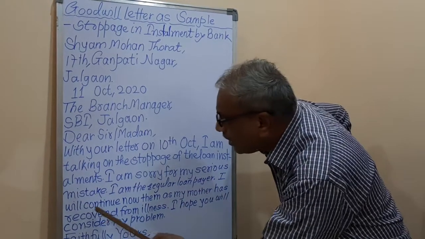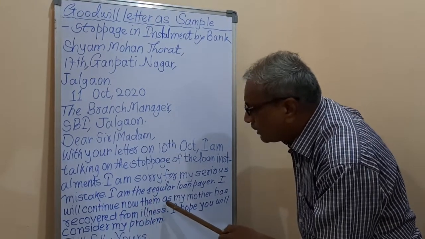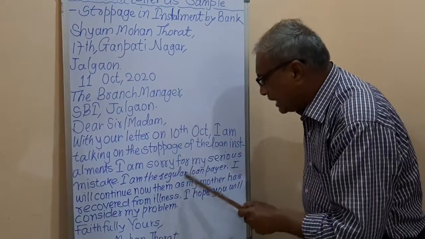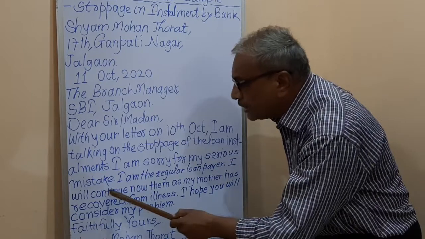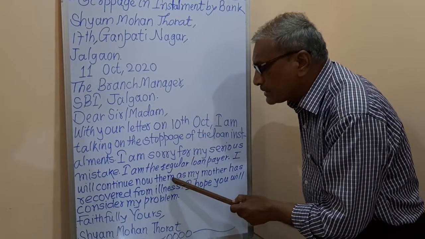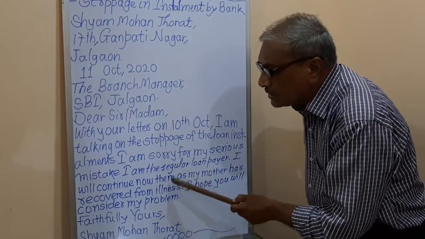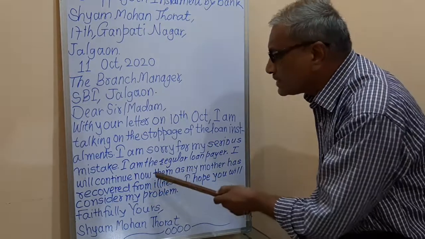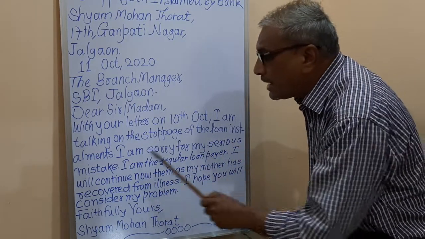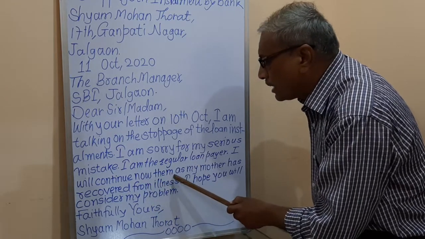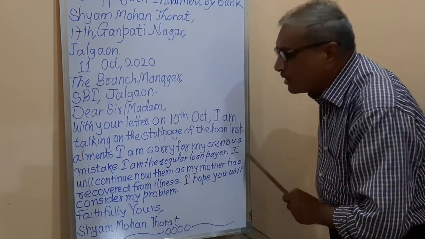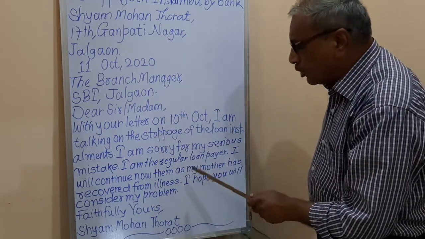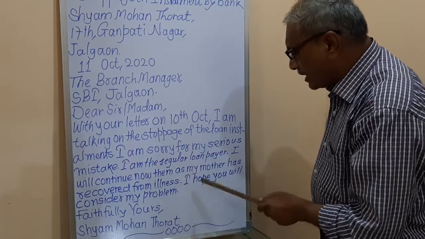"I will continue now them," means he is telling here that he will continue now the installments, because here the customer is rectifying his mistake, because he has made a mistake, and so he is correcting his mistake here, and so he says, "I will continue now the installments as my mother has recovered from illness." So see, what is the reason of the customer for not paying the installments on proper time?